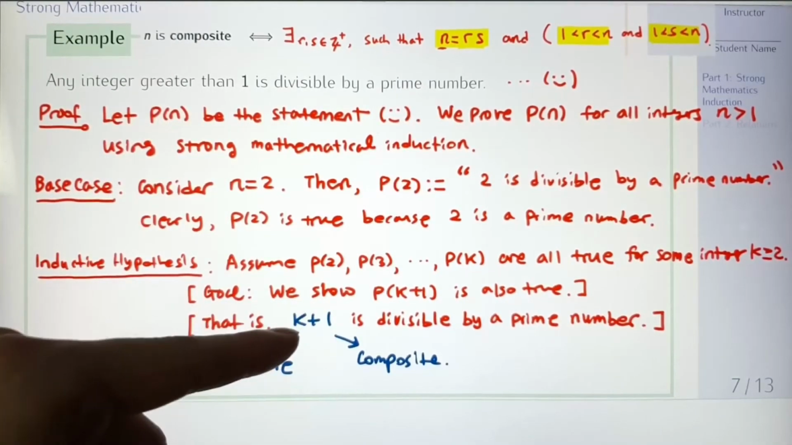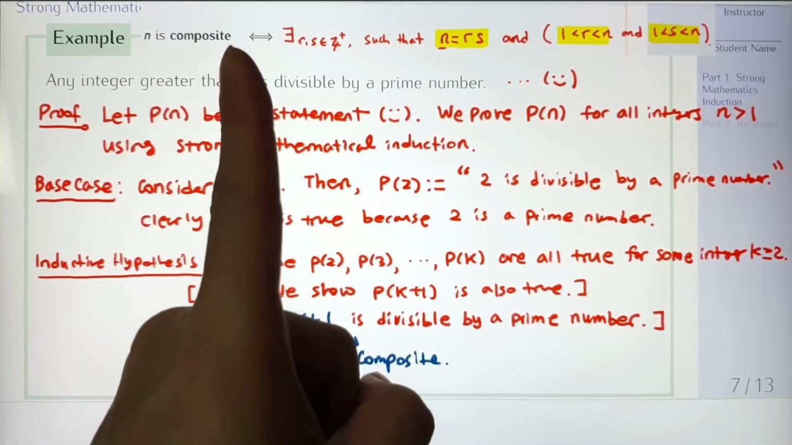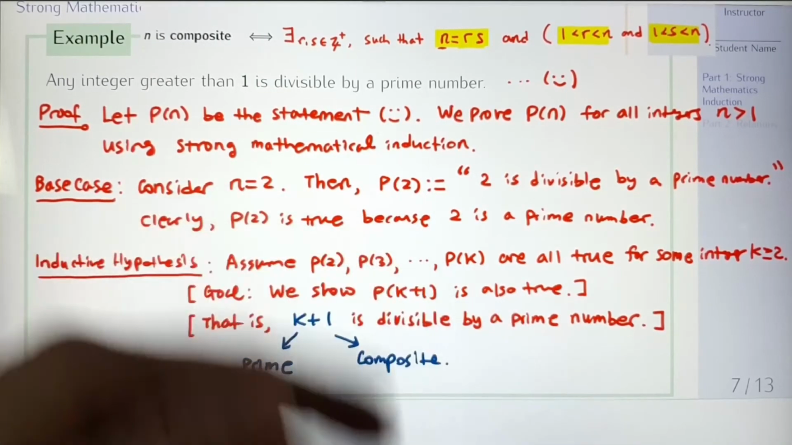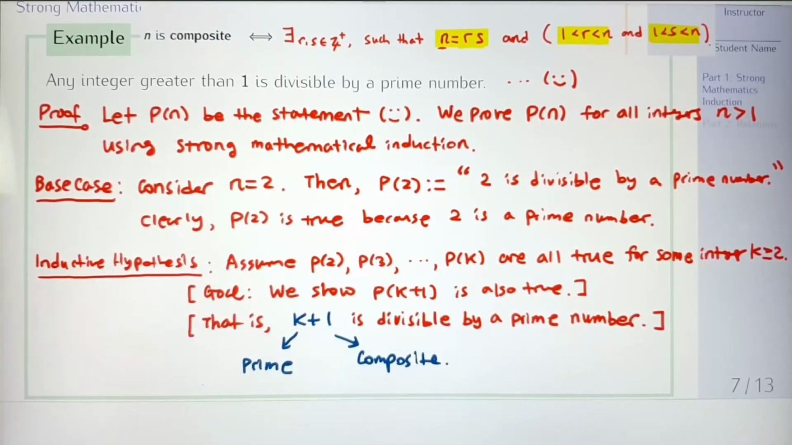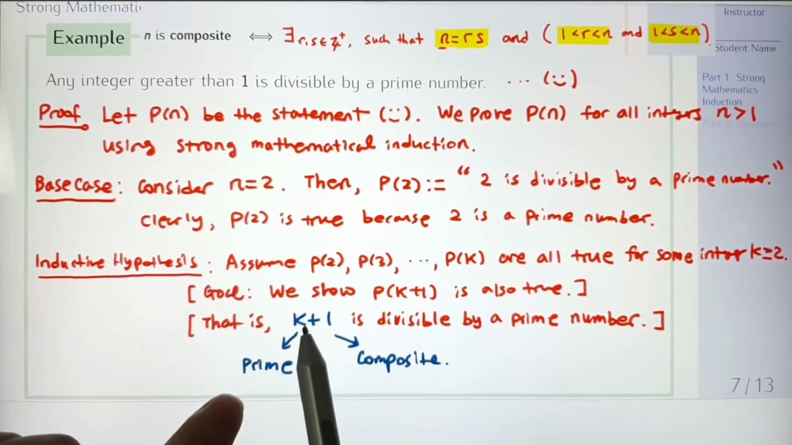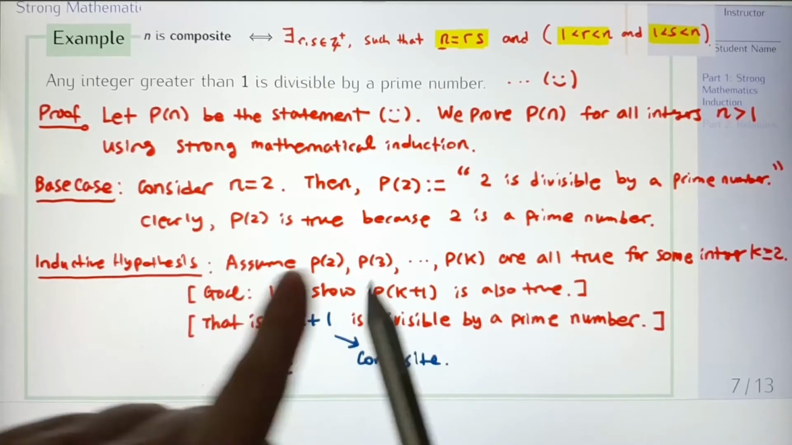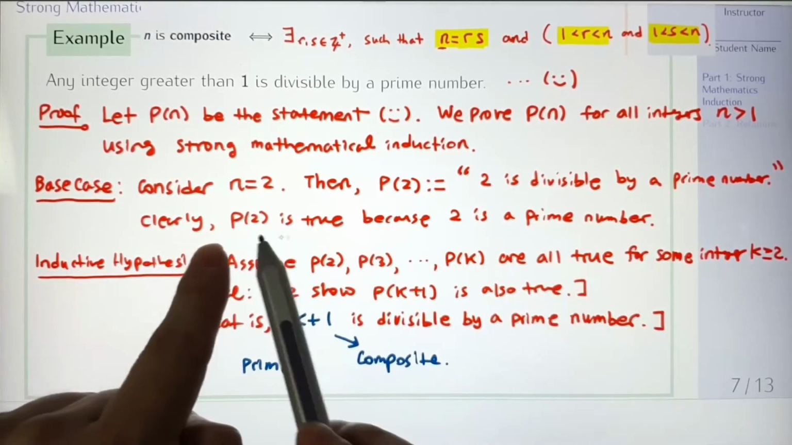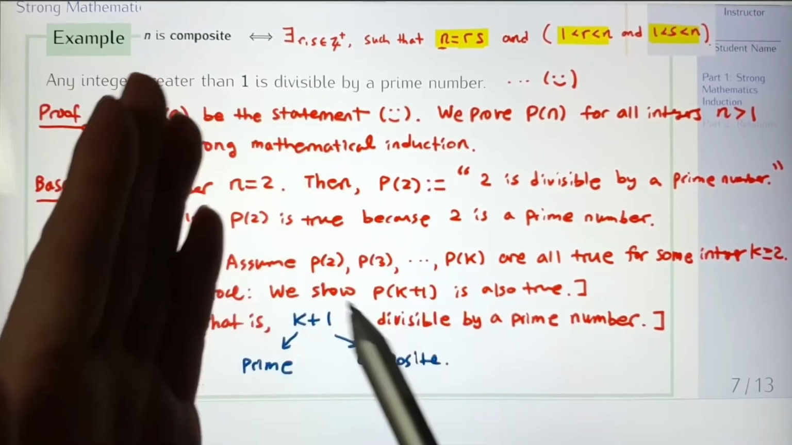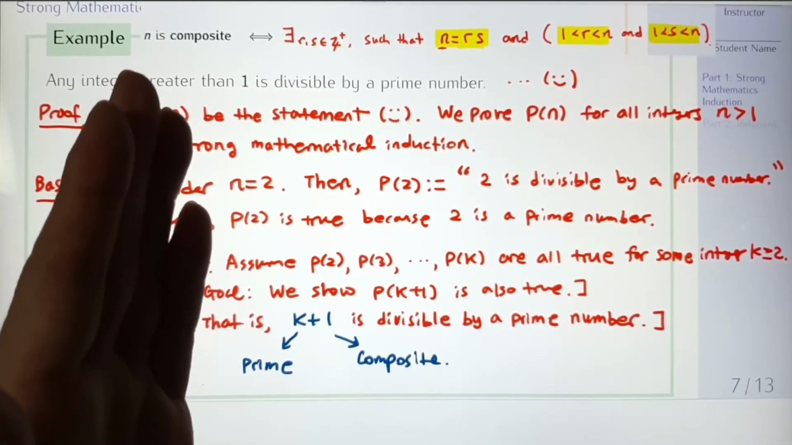Treat k plus 1 as a prime number. That's case 1. Case 2, treat k plus 1 as a composite number and then show that the statement is true. Okay, the first case is easy, really easy, because if we assume k plus 1 is a prime number, it's nothing more than the base case where k plus 1 is a prime number, so k plus 1 is divisible by itself, which is a prime number.